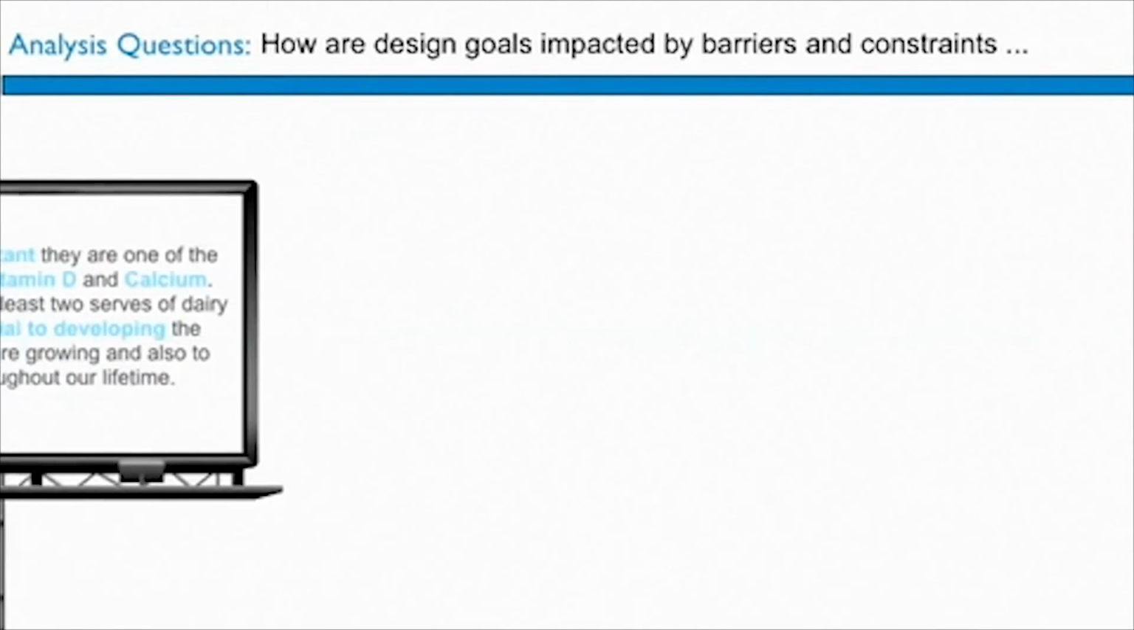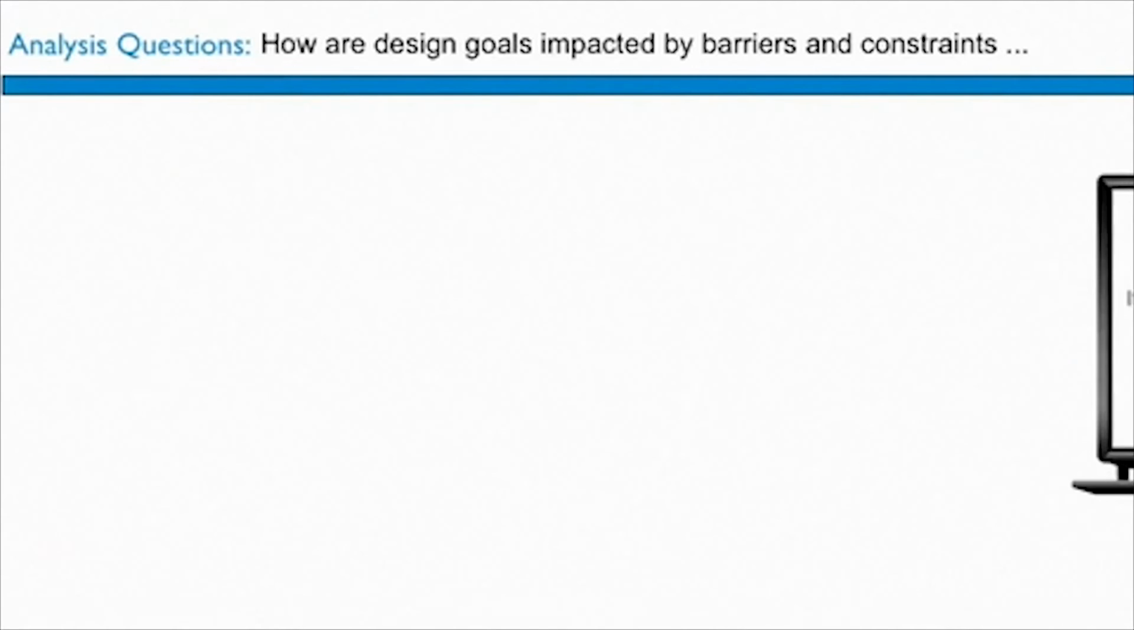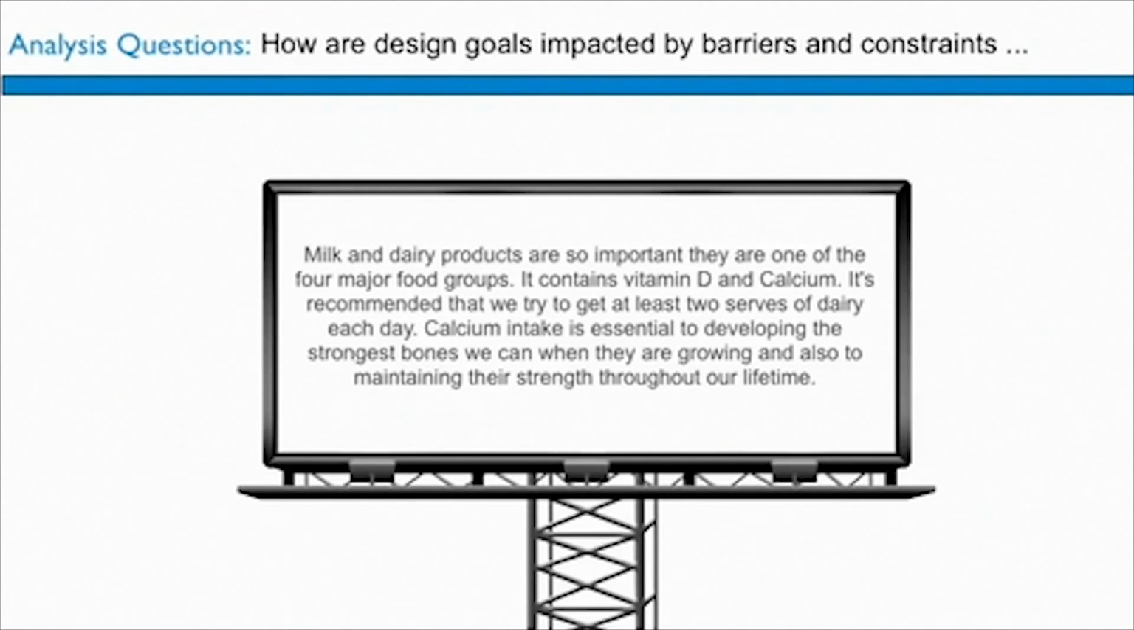So here we go. Here's our board, and we can see important, vitamin D, calcium, essential, developing, maintaining. So we didn't get to see everything, but there are a few words that jumped out there as we were going along. So that's a little bit better. But what you can see is by changing the typography and the color, I've made the content of my message a little bit more accessible.